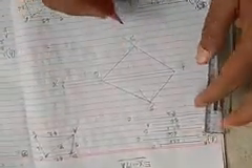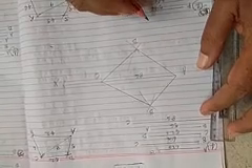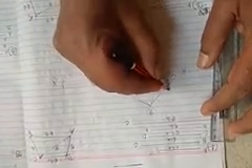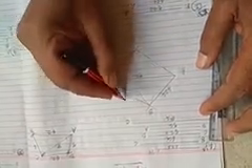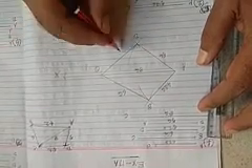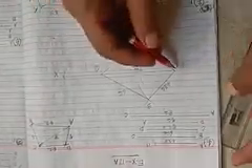So this is the quadrilateral ABCD where AC equal to 8 centimeter, AB equal to 4.2 centimeter, BC equal to 6 centimeter, AD equal to 5 centimeter and DC equal to 5.2 centimeter. So this is the required quadrilateral ABCD. Next, question number 2.